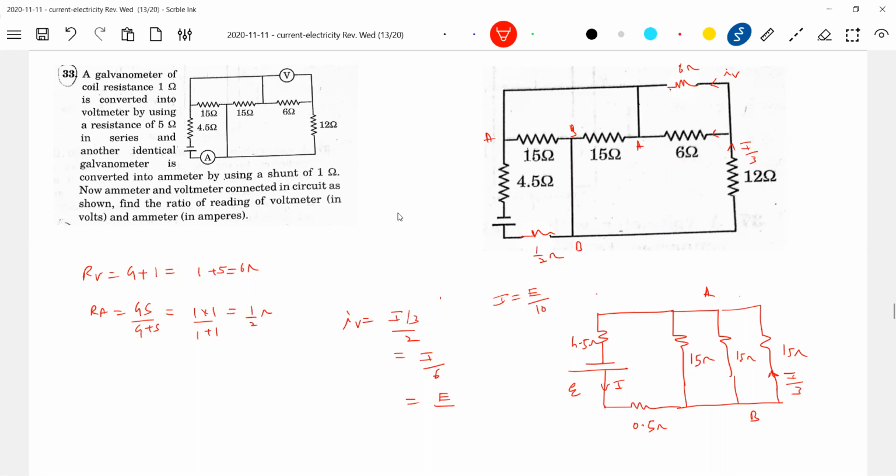I is equal to E by 10, E by 60. Anybody answer? 1. Okay, the ratio of that one, no? Again, the reading of voltmeter will be IV into 6, which will be E by 10. He's asking reading of voltmeter V by I.